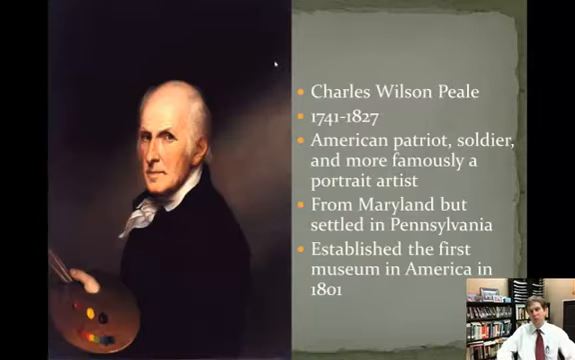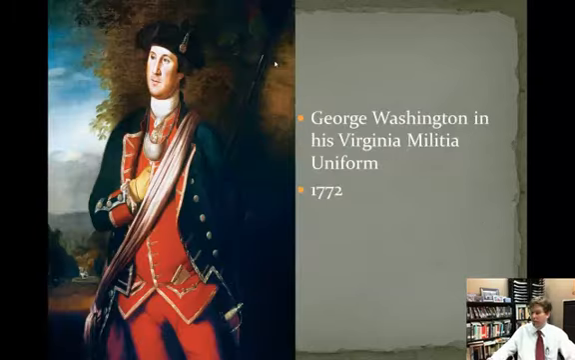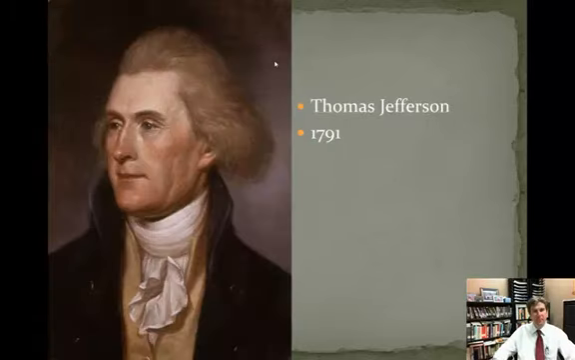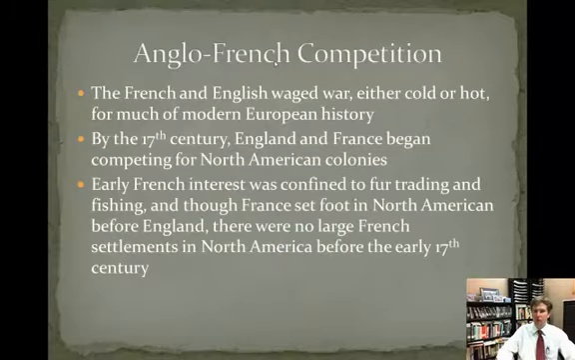Charles Wilson Peale was an American patriot, soldier, and more famously a portrait artist. He's from Maryland, but eventually settled in Pennsylvania. Established the first museum in America in 1801. Here's his painting of George Washington in his Virginia militia uniform. This painting of Washington at Princeton sold in 2005. This painting did for $21 million. So that's a pretty hefty sum for a painting. Here's his portrait of Thomas Jefferson. All right, so that's art. Again, portrait art was the most prominent feature of American art in this period of time.